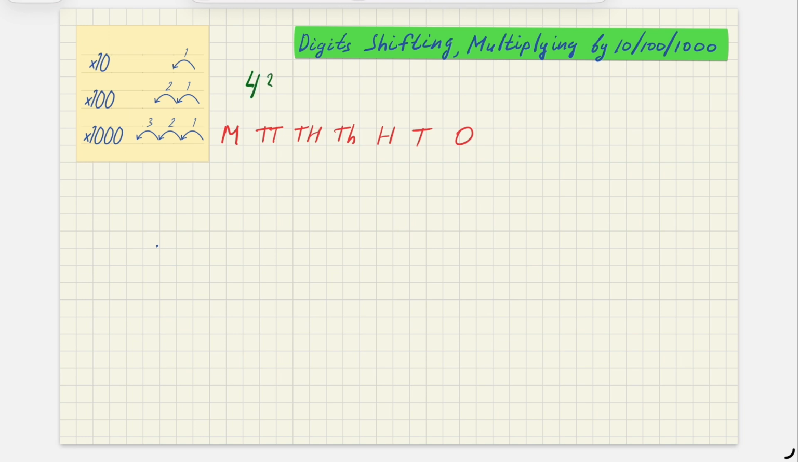Let's try another example. What is 43 multiplied by 100? Try solving this yourself. Use the 30 seconds to find a solution.